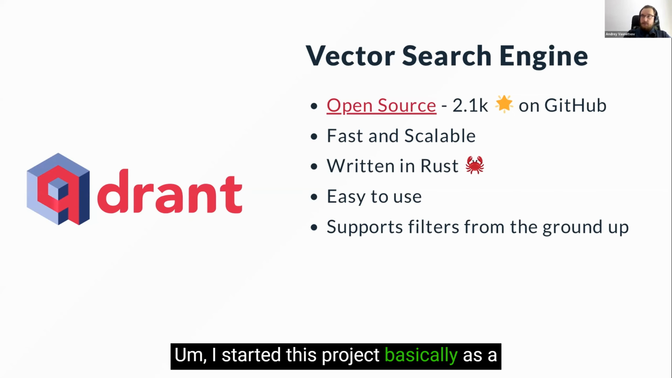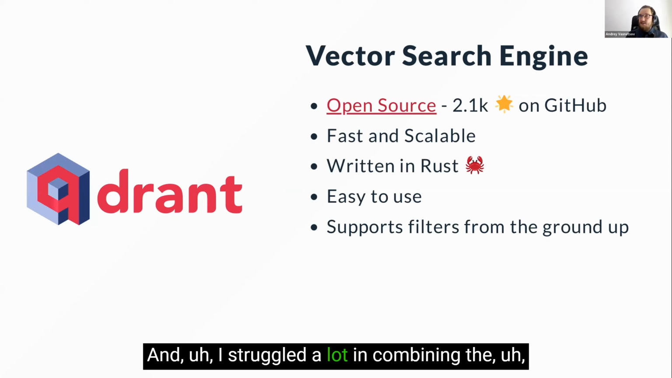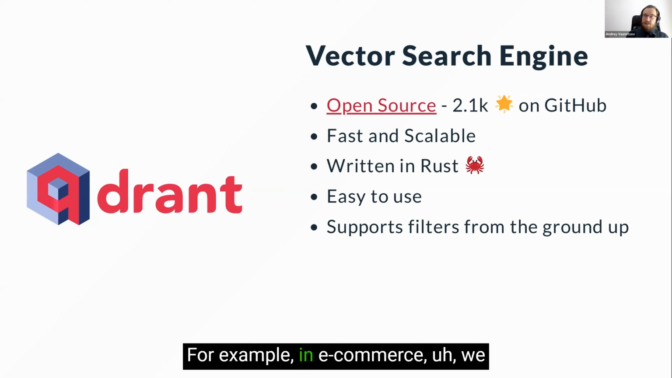I started this project basically as a pet project to solve my problems at work. I was working on a couple of projects. One of them was e-commerce search, the other was a job matching search, and I struggled a lot in combining the vector similarity with some filters and business logic the business required during the development. For example, in e-commerce, we were building a search based on the map, so the user should be able to select specific regions, like city or street, where he wants to search for the product.